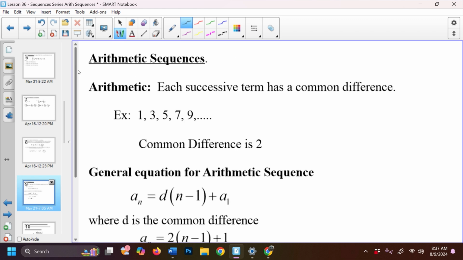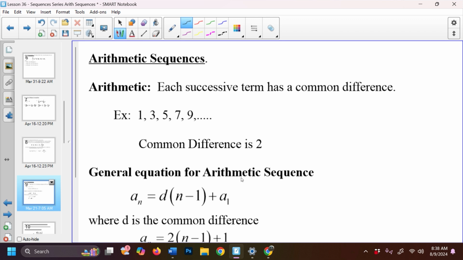An arithmetic sequence is a sequence that we're going to talk about specifically today. In an arithmetic sequence, the definition says that each successive term has a common difference, meaning that every time you move over, you're going to add the same number. And when they say common difference is 2, 9 minus 7 is 2, 7 minus 5 is 2, 5 minus 3 is 2, 3 minus 1 is 2.